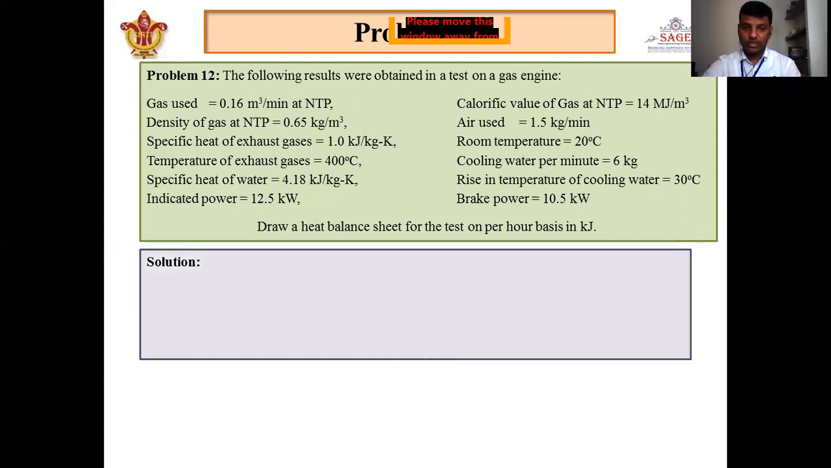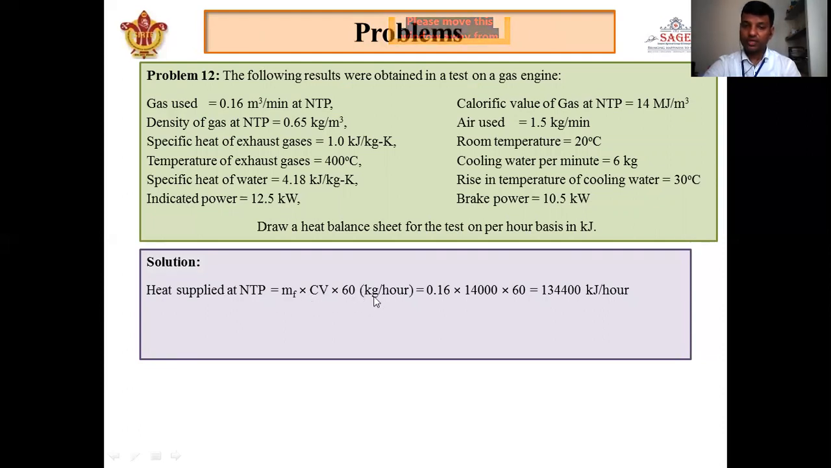Okay, so let's start. Heat supplied at NTP is equal to MF into CV into 60, because we are talking about kg per hour. 0.16 is in minute, so to convert it to hour we have to multiply it by 60. MF into CV: 0.16 meter cube per minute into 14 into 10 to the power 3 kilojoule per meter cube. Meter cube will be cancelled and we will get kg per minute. Now this kg per minute is to be converted into kg per hour, so we are multiplying it by 60.